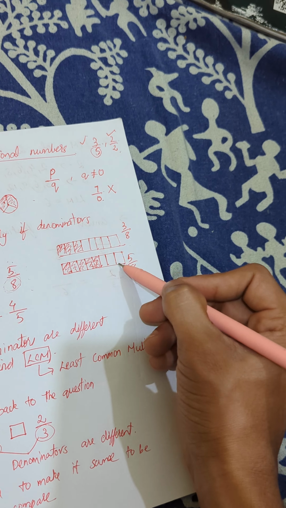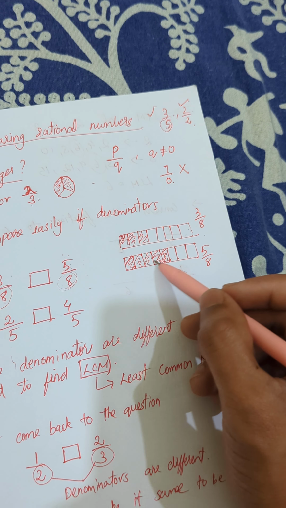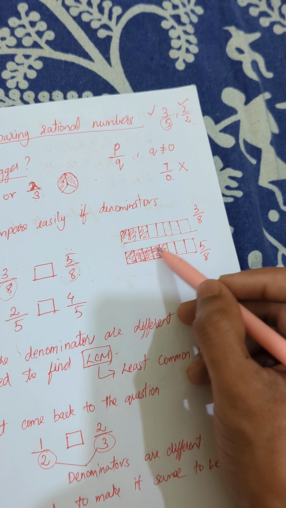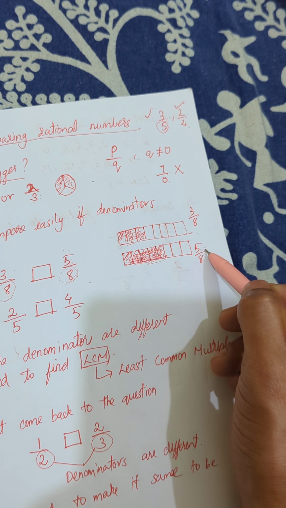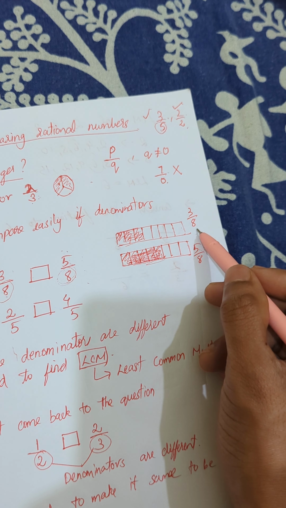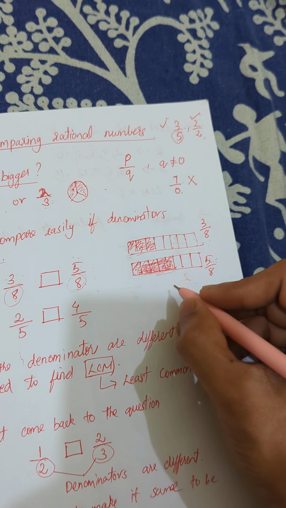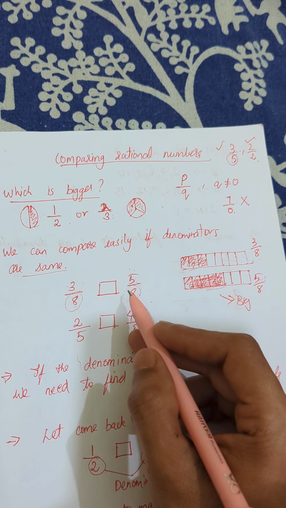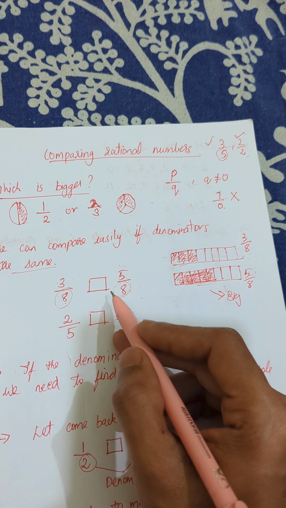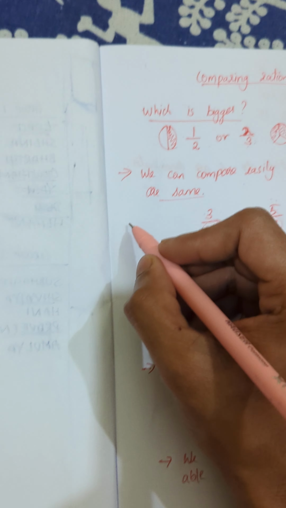Now look at both of these figures. Which one has more shaded area, the first one or the second one? The second one, right? So easily you can say which is bigger. This will be bigger. So let's come back here. What sign will it be then? You know the signs, right? What are the different signs which we learned?